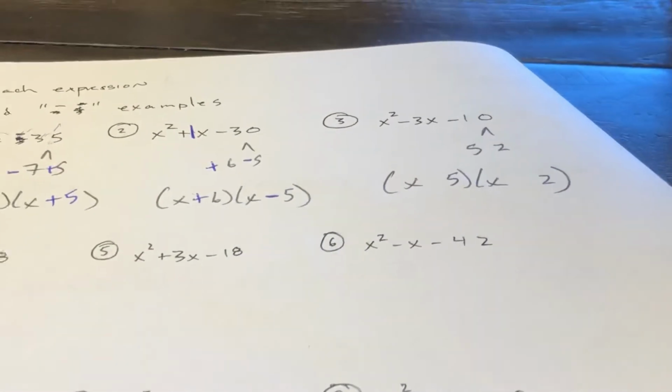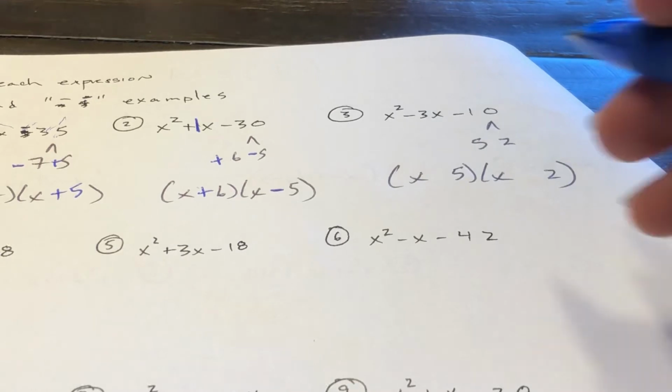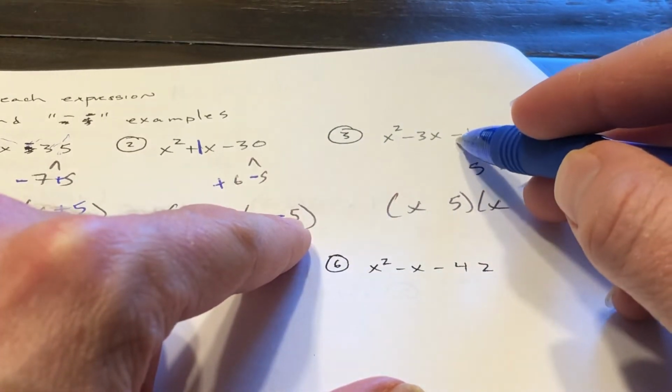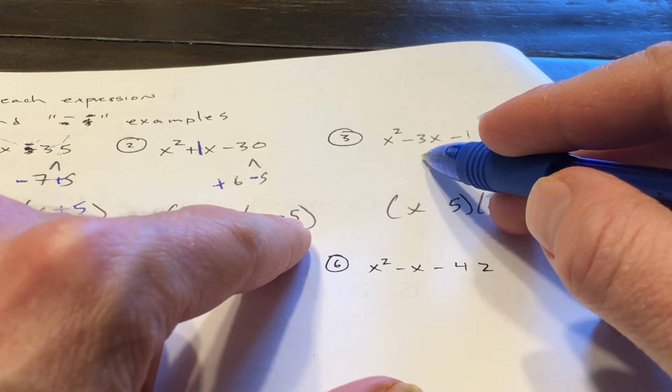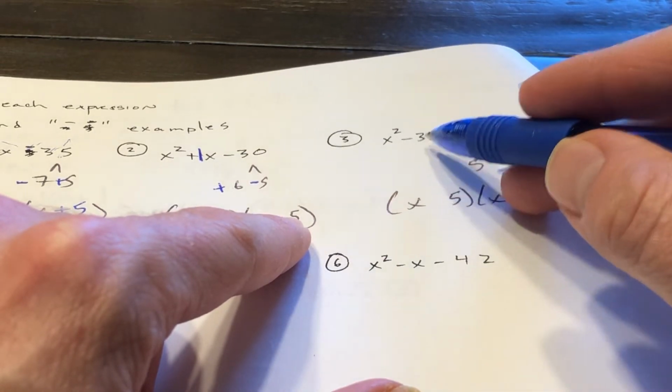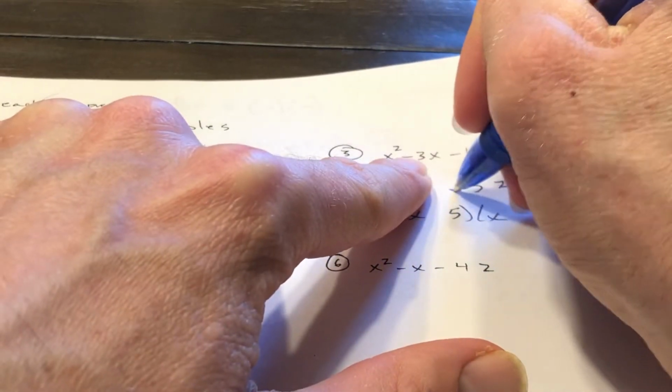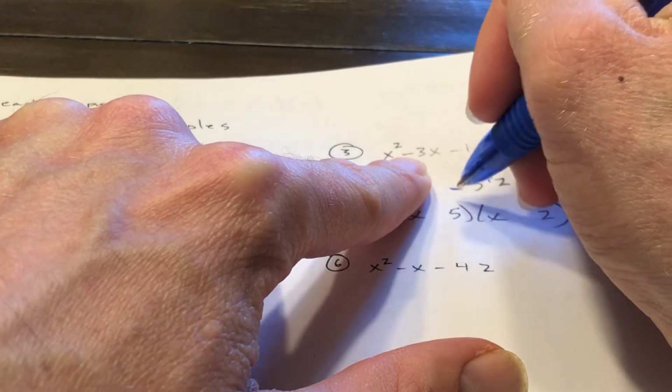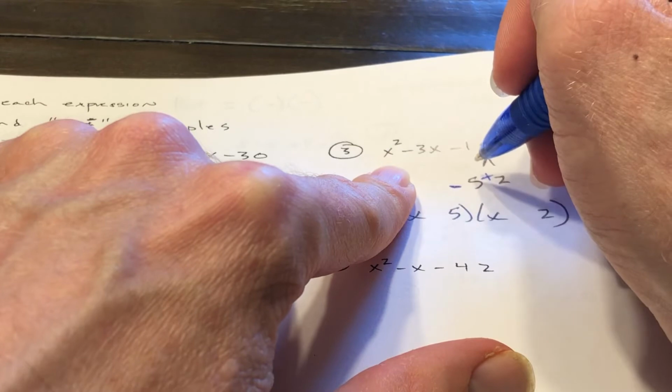Of the easy factoring, this would be the hardest type. What multiplies to 10 and differs by 3? What two numbers do that? 5 times 2 is 10, and 5 and 2 differ by 3. So I'm going to have a negative 5 and a positive 2, because a negative 5 plus 2 is a negative 3.